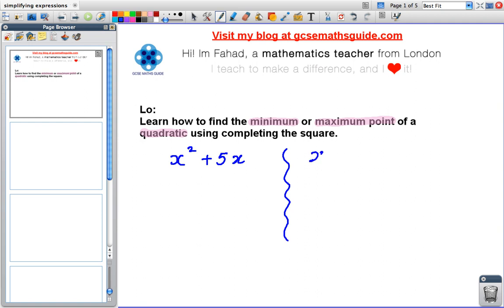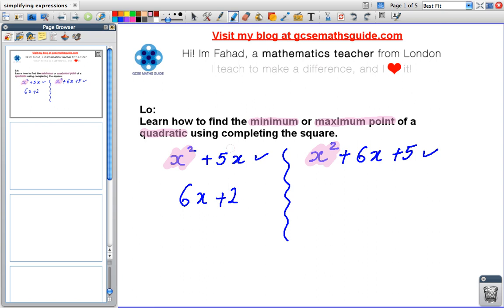Let's say I had x squared plus 6x plus 5. Now this is again a quadratic because here I have an x squared. So it's very important that you recognize when you have a quadratic. If for instance I had something like 6x plus 2, this is not a quadratic because the x does not have a squared.